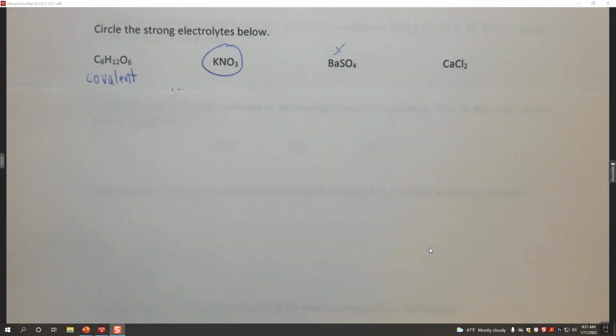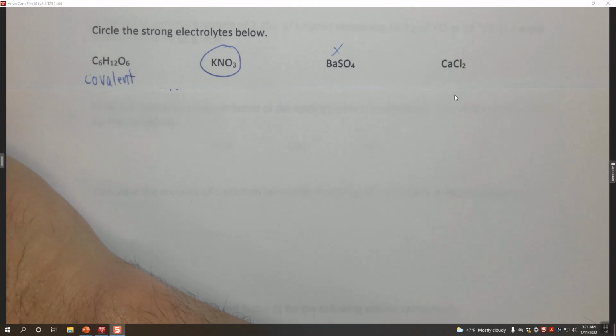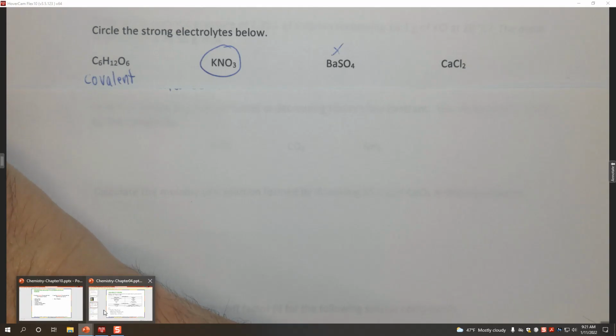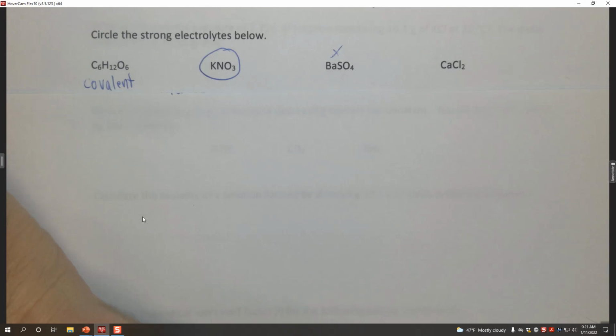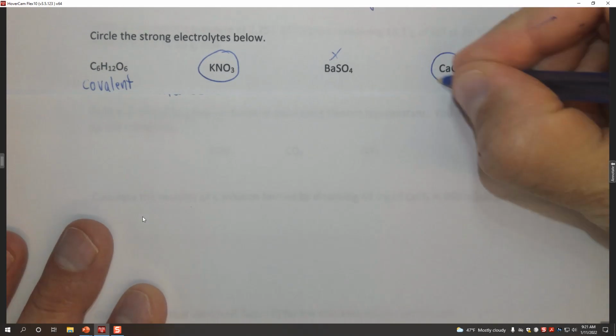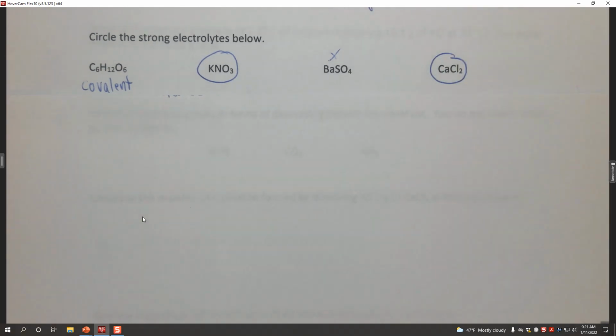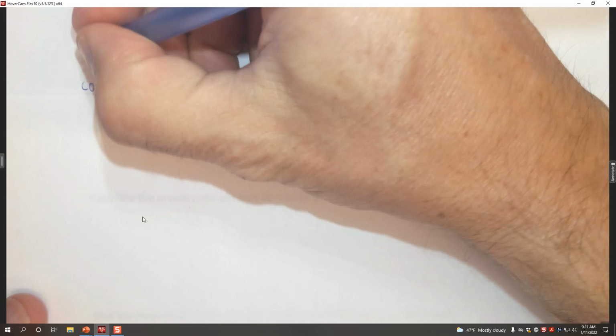Let's look at calcium chloride. Again, we're not going to find calcium on the table, so we have to look at the anion chloride, the negatively charged ion. So if I go back over here and I look, chlorides are on the top, so they're generally soluble. If I look over here, calcium is no exception. So calcium chloride is a soluble ionic compound, and therefore it is a strong electrolyte.